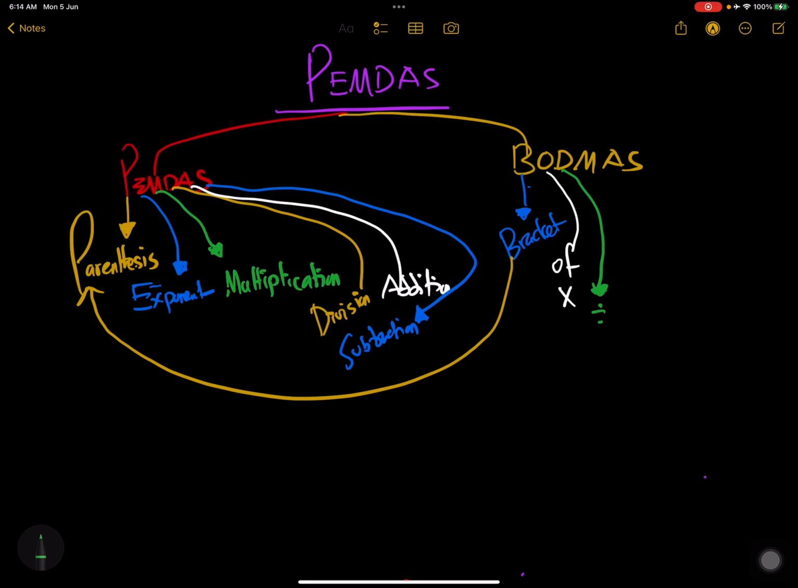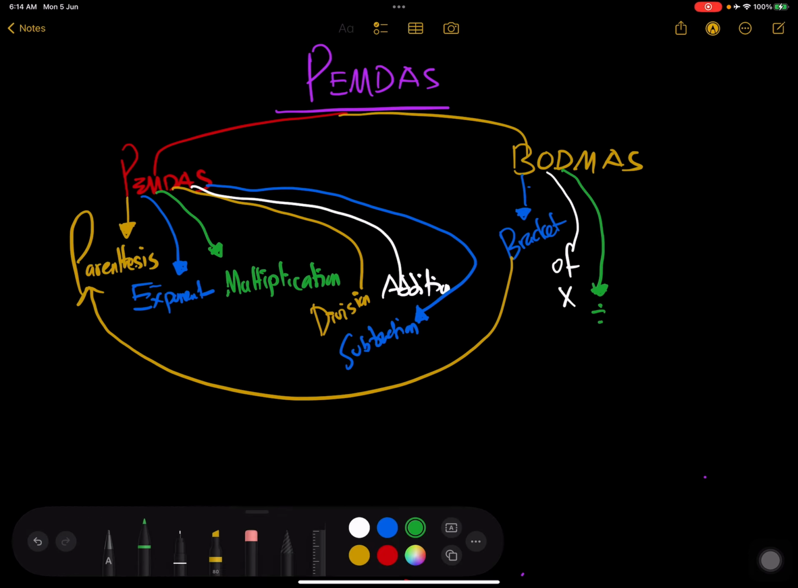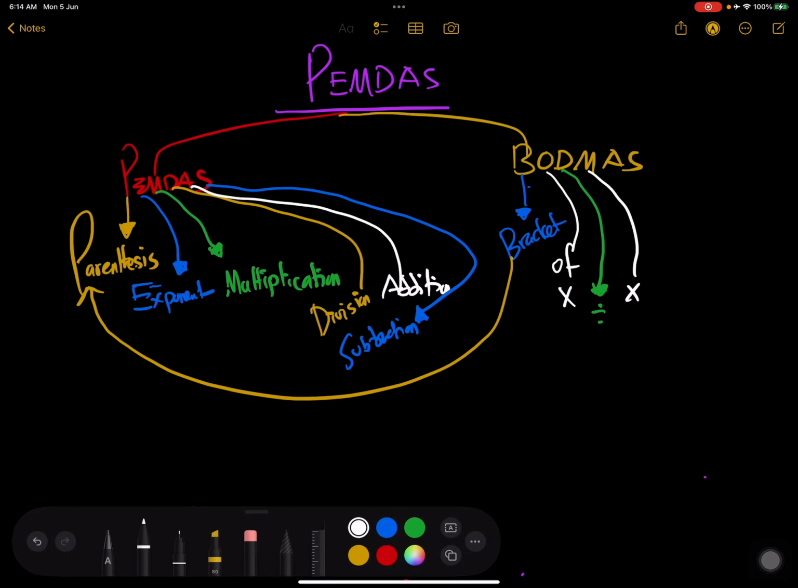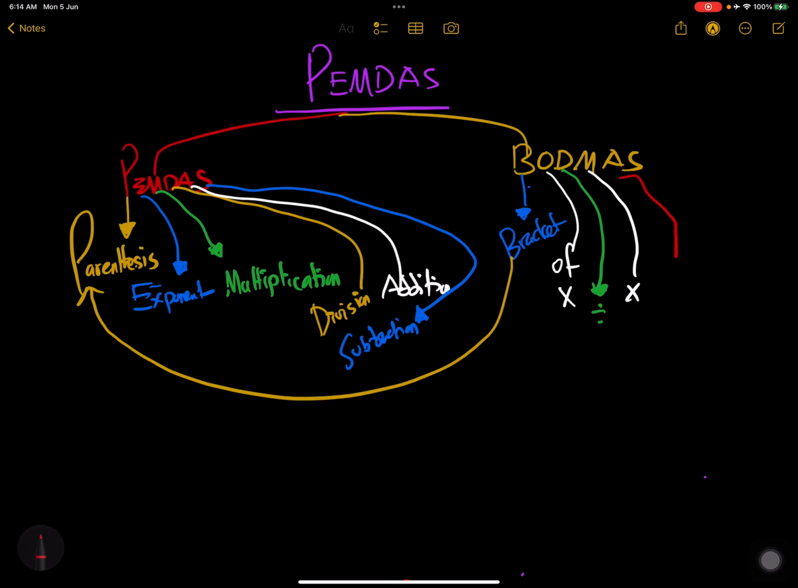And then you have the M being multiplication. And then you have the A being addition and subtraction. They're almost the same. When you use this method or system, you're definitely going to arrive at the same answer.